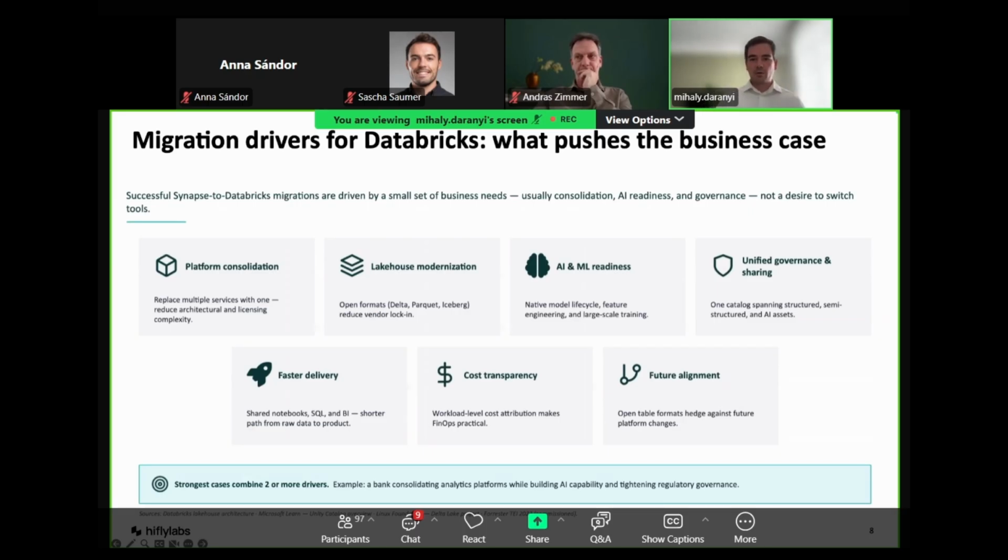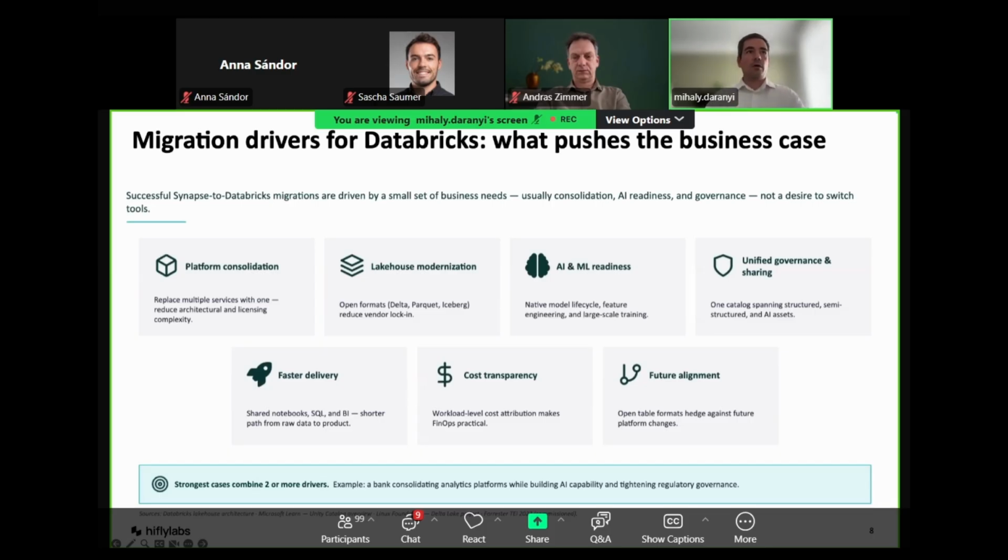Jumping to the next slide, it is all about the migration drivers for Databricks, because most of the discussions around Databricks are looking for specific topics, both on the strategic level and on the operational level. When we are designing a successful Synapse to Databricks migration, we need to find out the drivers organization-wise, what kind of drivers they need in order to make a decision about the migration. The 7 drivers are on the strategic and the operational level.